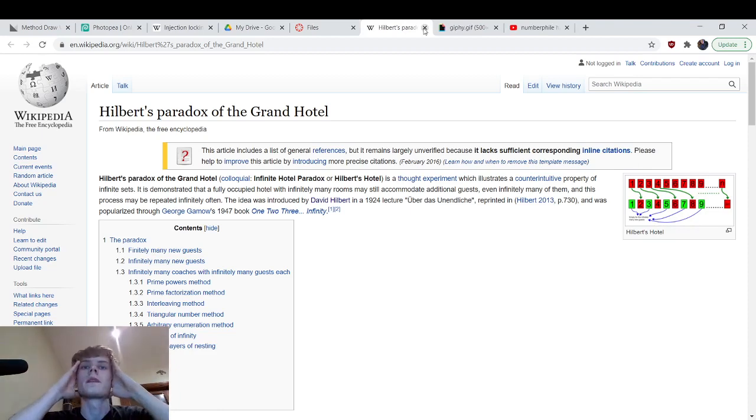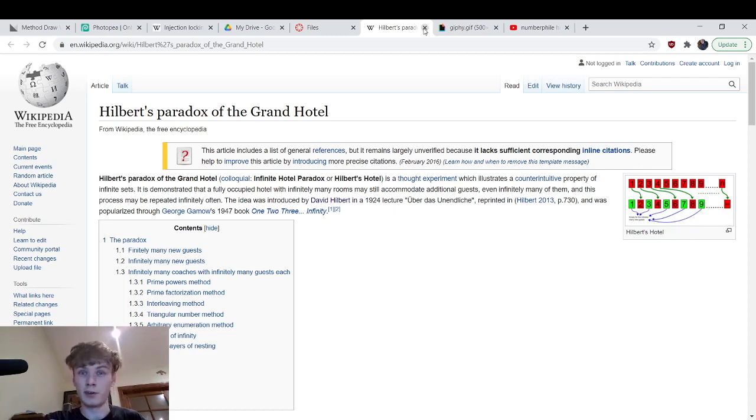So, he has a paradox where he considers a hotel that has infinite rooms and possibly infinite guests, depends on which of the paradoxes you're talking about. And it's just crazy, okay? Hilbert was one of the people who thought a lot about what infinity meant. I mean, we haven't touched anything about that in linear algebra, but it's all related, I promise.